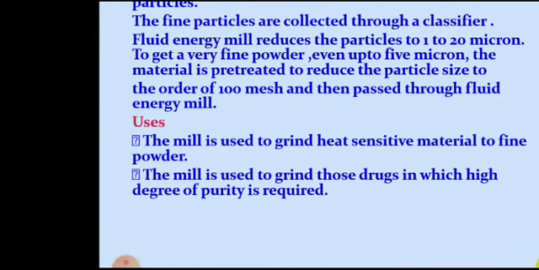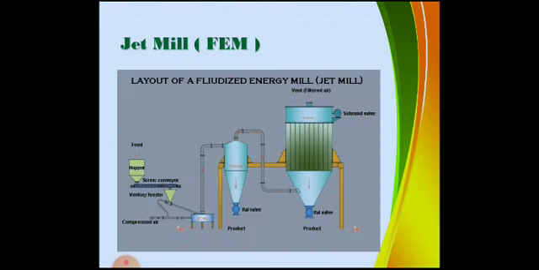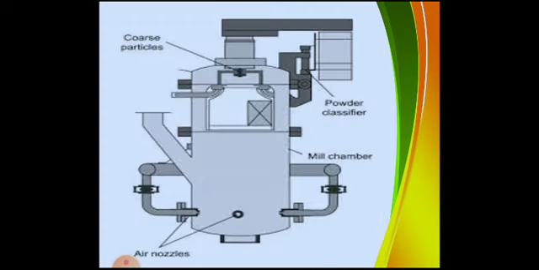This is used to grind heat sensitive material to fine powder. The mill is used to grind those drugs in which a high degree of purity is required. Now you see the jet mill, another name for the fluid energy mill. This is also another picture of the fluid energy mill.